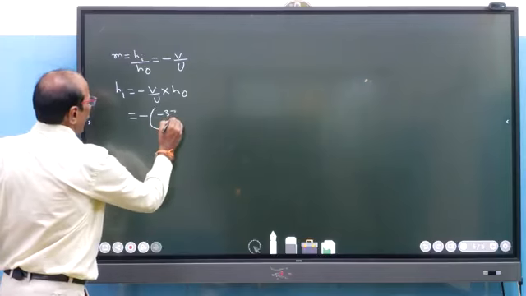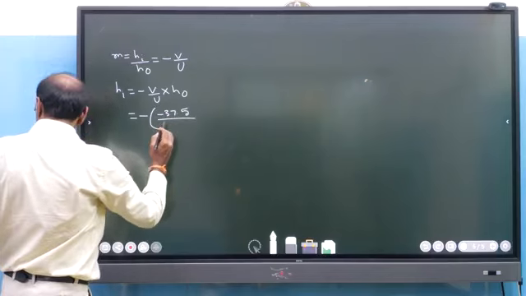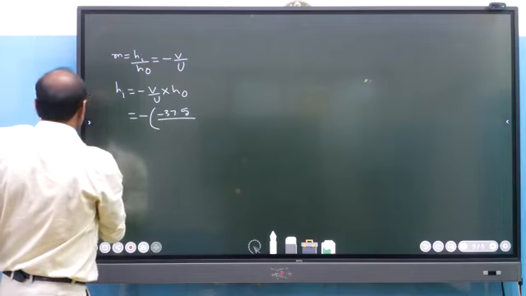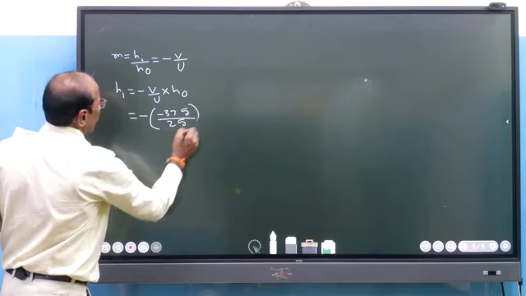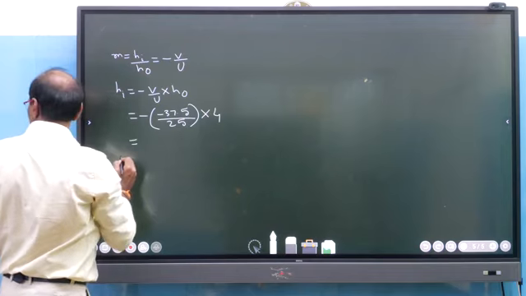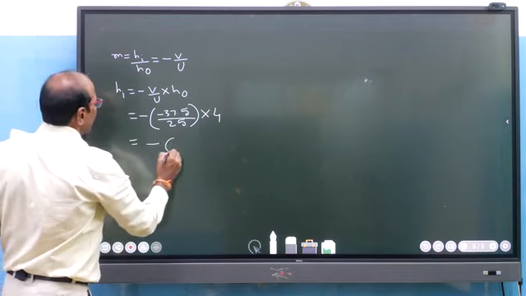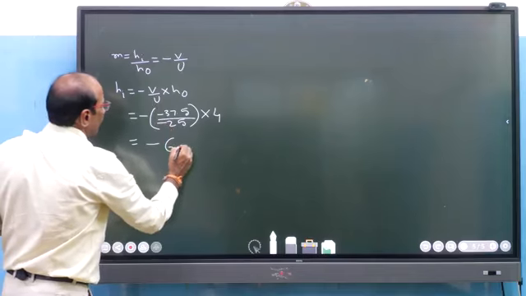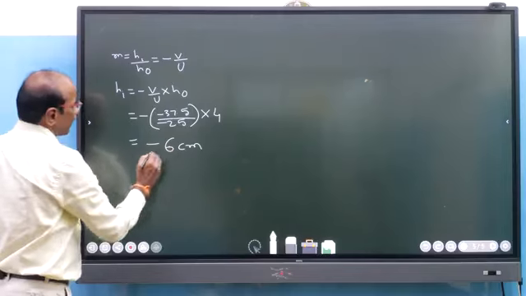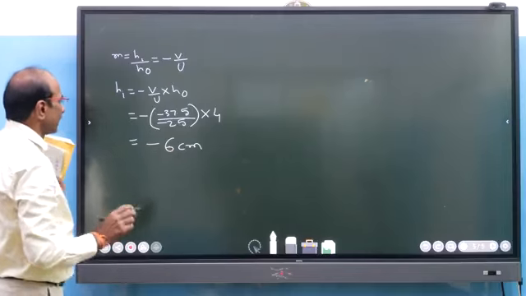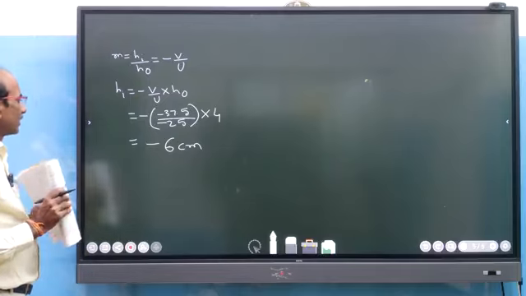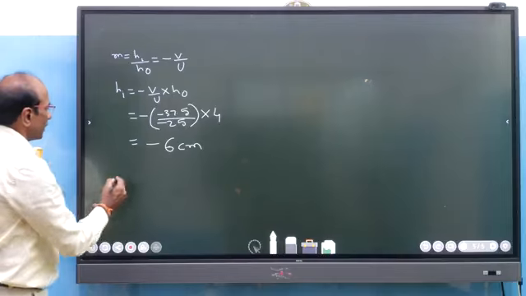So minus v is minus 37.5, by u, which is given as 25 centimeter, into height of the object, which equals 4. So you will get minus 6 centimeter. So the height of the image equals minus 6 centimeter. Minus 6 centimeter means that the image is enlarged.